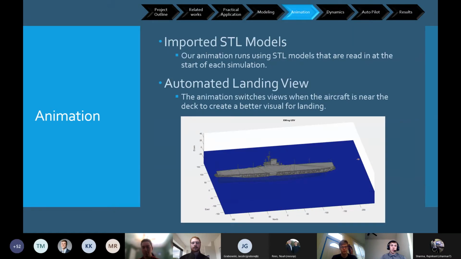As far as the animation goes, we are able to import STL models for both the aircraft carrier and the UAV. And upon landing or reaching the edge of the deck, the view does switch to an automated landing view to give us a better picture of the UAV.